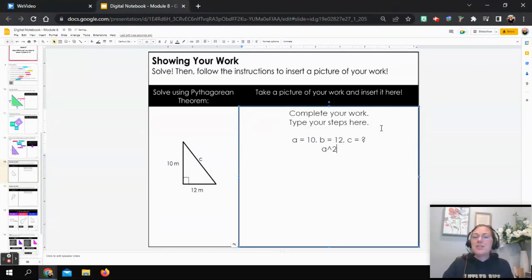And by the way, I'm going to just use these little carrots. I'm just doing shift 6. Makes it a little easier for me to type them. You want to highlight them and do superscript, you can do that. So let me put in my values now.